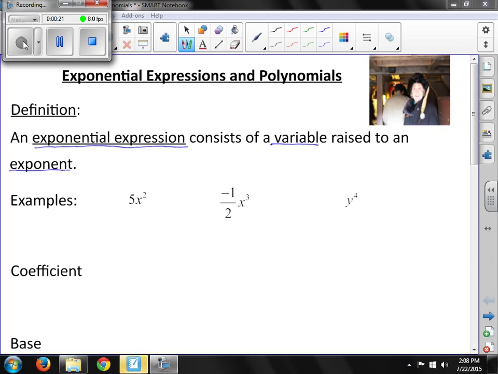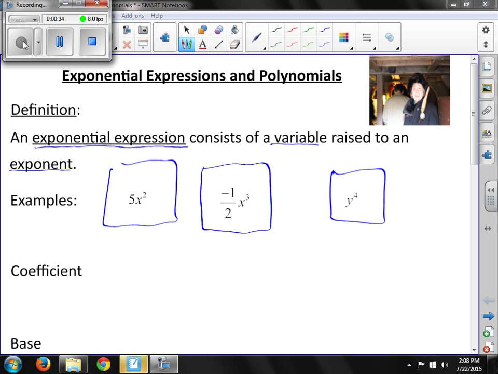One example would be 5x squared. That's an example of an exponential expression. A second example would be negative 1/2 x cubed. And a third example would be y to the fourth power.